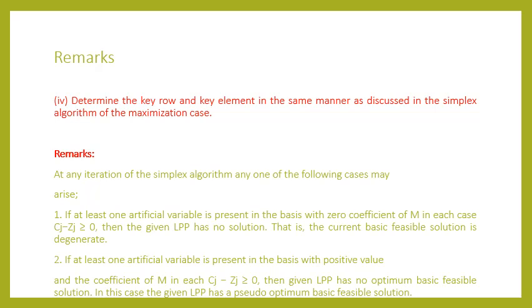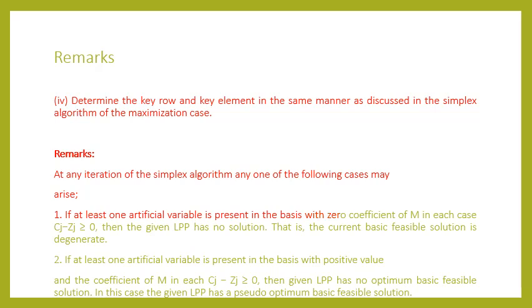So, the division of the column of constants over the entering column, and the intersection point between the leaving row and entering column. This point is known as the pivot element or key element.